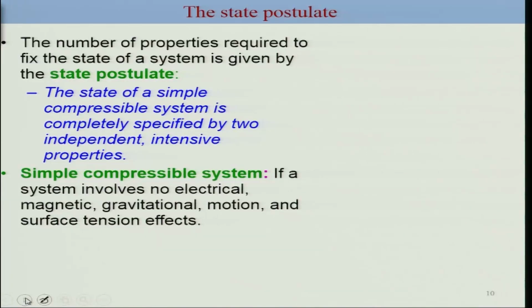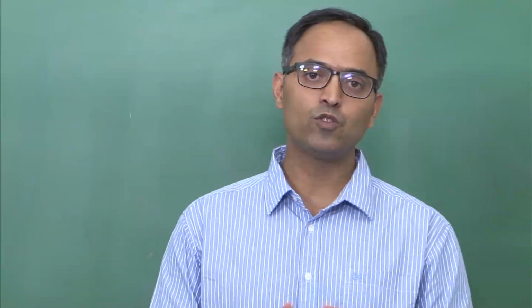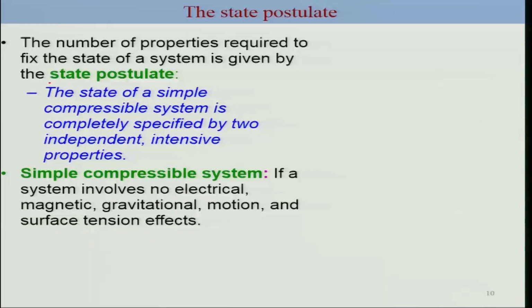Alright, so now we know that the state has a set of properties, and if you change one of the properties, the state will change. But it's not necessary that you define all the properties to fix a state. There is a minimum number of properties which you must define, and the rest of the properties get fixed once you define this minimum number, and that is what the state postulate tells us. The state postulate says the state of a simple compressible system is completely specified by two independent intensive properties.